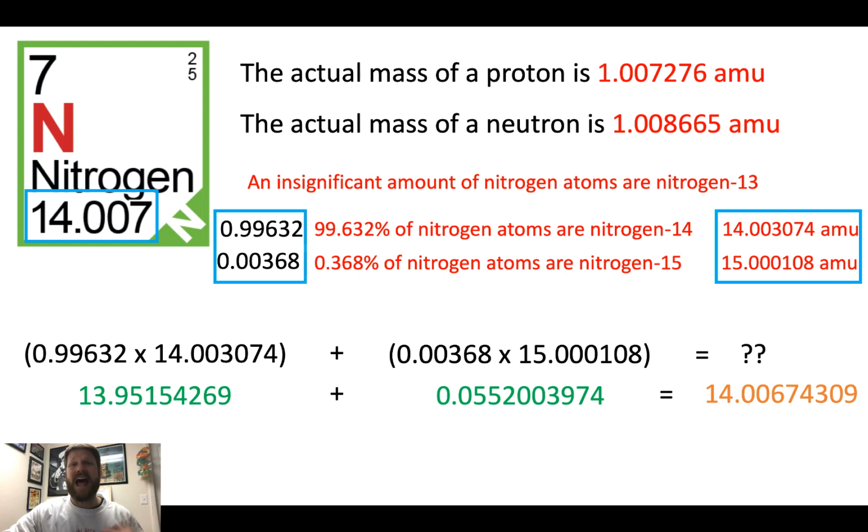14.006744309. Now I'm going to round. I'm going to round to 2 decimal places, the hundredths place. When I do that, I get 14.01 atomic mass units, which is the exact same atomic mass you get in the periodic table for nitrogen. It's magic. Now it's your turn to practice these problems. If you follow this procedure, you can't go wrong. Remember, you can always check your answers by simply looking at the periodic table. Good luck.